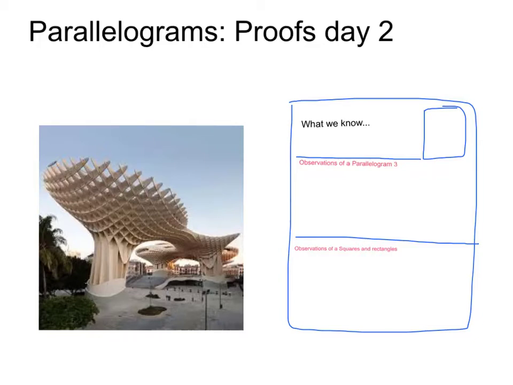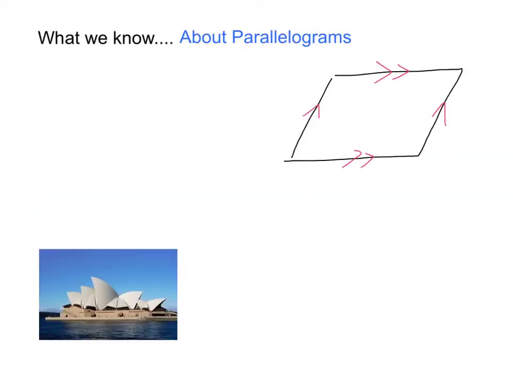Which brings us to parallelograms. We're going to take a look at parallelograms again, so we're calling this Proofs Day 2. Write your title here. Again, our top section is going to be kind of small, about the size of your daily agenda, and it'll be titled What We Know. And then the two major sections are Observations of Parallelograms and Observations just on squares and rectangles.